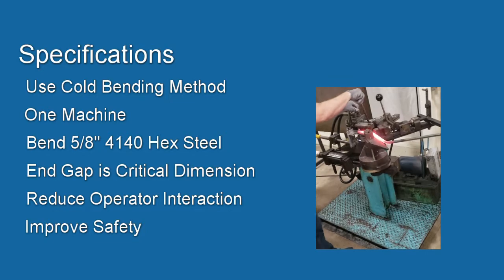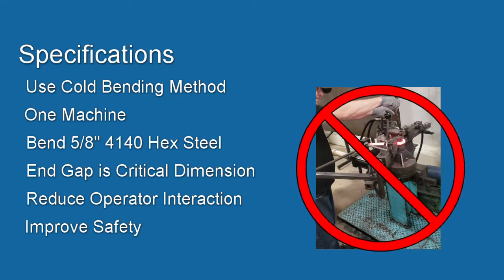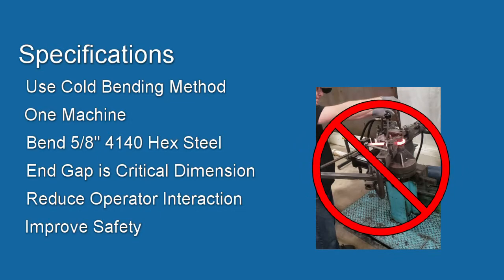And lastly, the safety needed to be improved. So for example, on the current process, the rod swings toward the operator on the final bend, which needs to be eliminated.